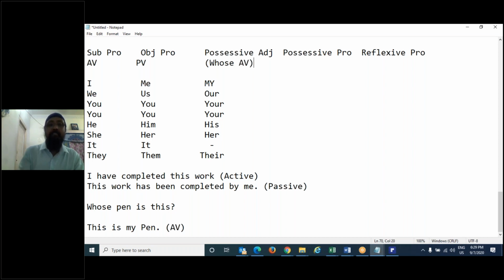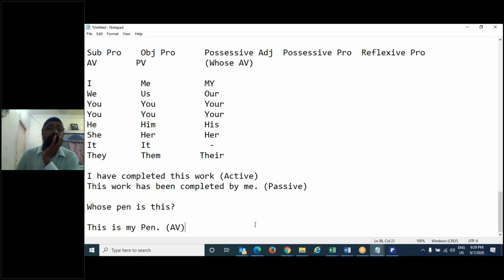This is my pen, this is my book, this is our house, this is our classroom, this is their building, this is his notepad. So that's how we use a pronoun before a noun.